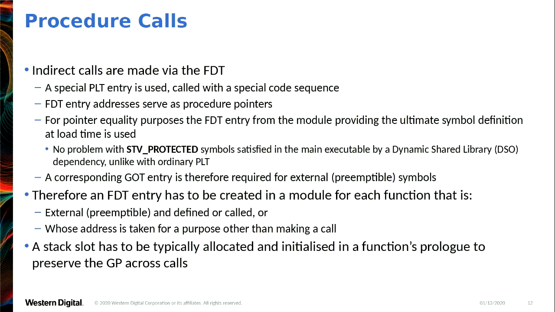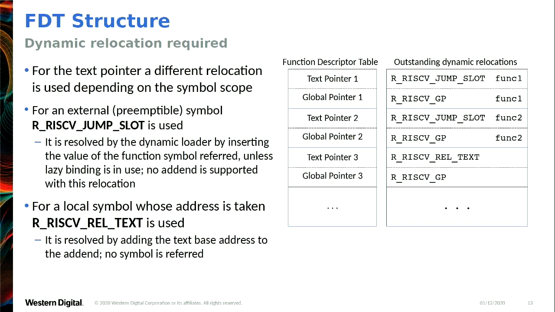All of this requires us to create an FDT entry for each function in a module that is either an external function defined or called, or whose address is taken for the purpose of making a call. And typically, we need to have a stack slot allocated in the function's prolog to preserve the GP across calls. So this is the structure of the function descriptor table.